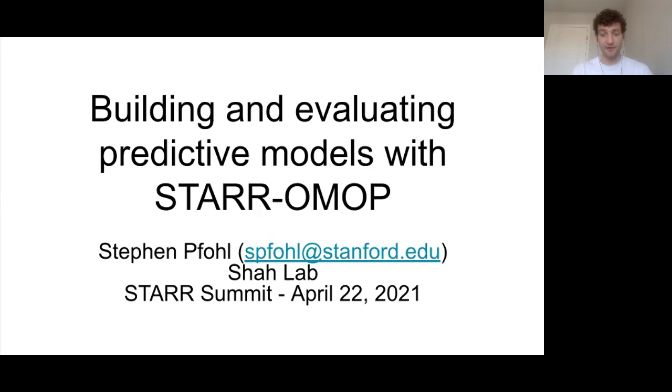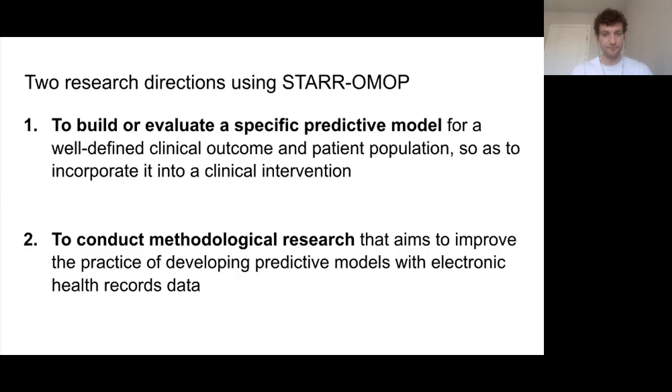Today, I'll survey some of our efforts to use STARR data to build predictive models. I'll discuss work that I and others in the group have done using STARR or its predecessors in two different research directions. The first is to build or evaluate a specific predictive model for a well-defined clinical outcome in a patient population, so as to incorporate the model into a clinical intervention.